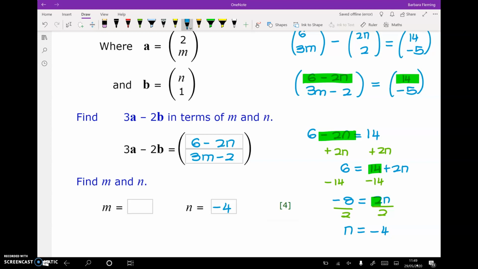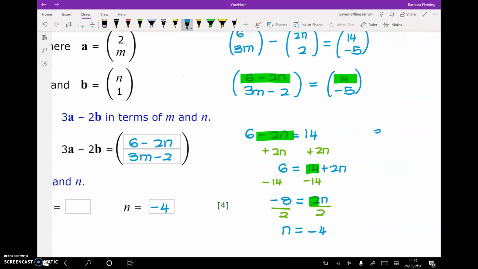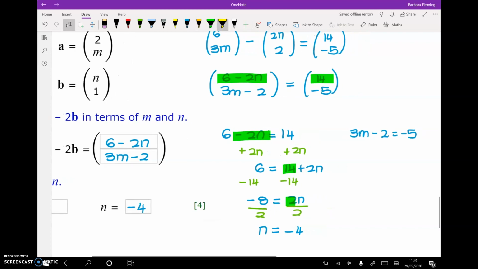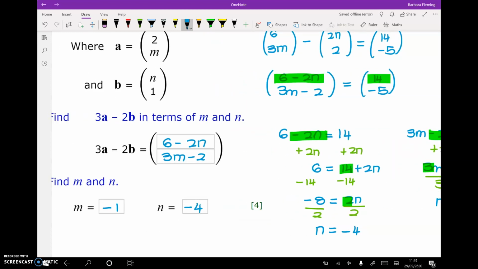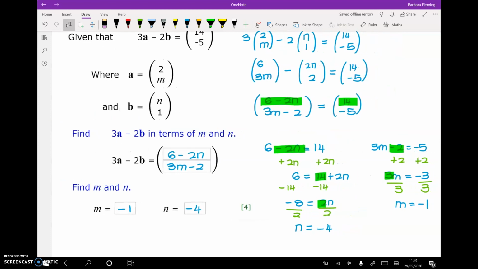And then we do the exact same for our bottom line there. So 3m minus 2 equals minus 5. We get our m on its own by adding 2 to both sides. So 3m equals minus 3, and divide by your 3. Divide by 3, divide by 3, and your m will equal negative, 3 goes into 3 one time. So we've got m is negative 1. And that is you done with your vectors homework 3.